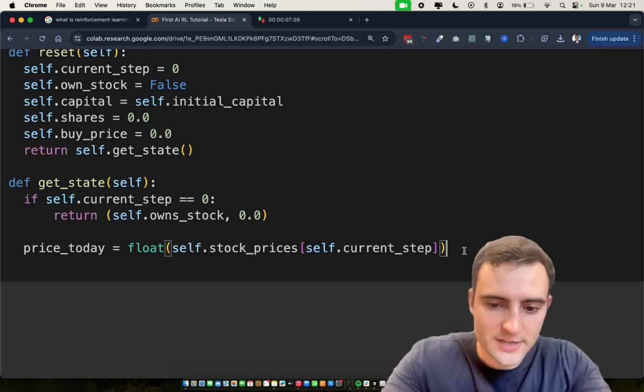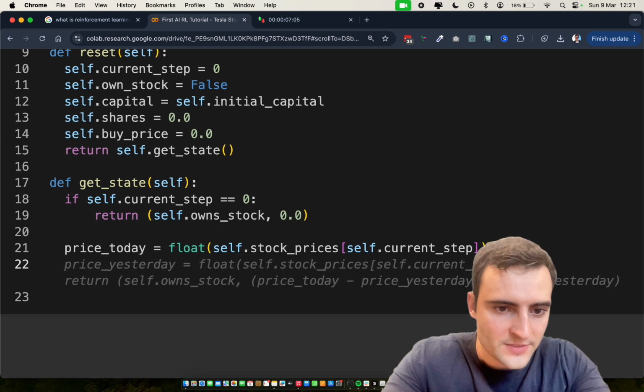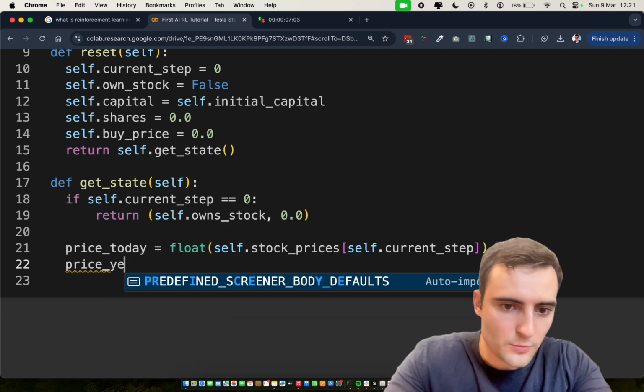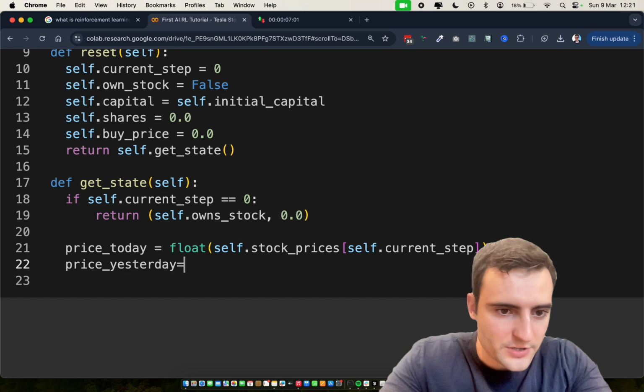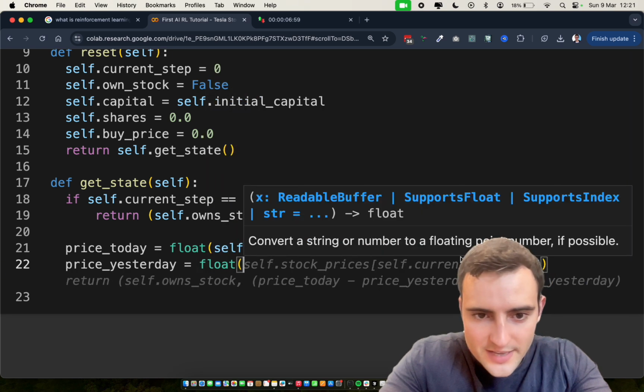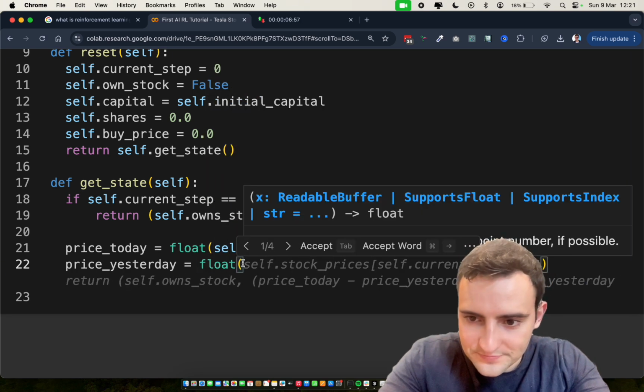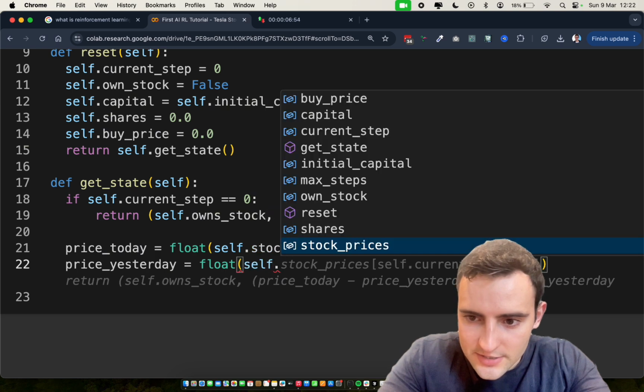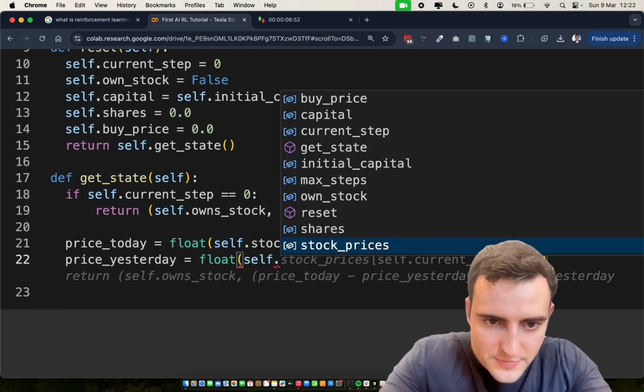Next, we're going to look at the price yesterday, right? So if we want to compare two prices, we look at the price yesterday. And we do price_yesterday is float, and then we do self.stock_prices. So we do something very similar.